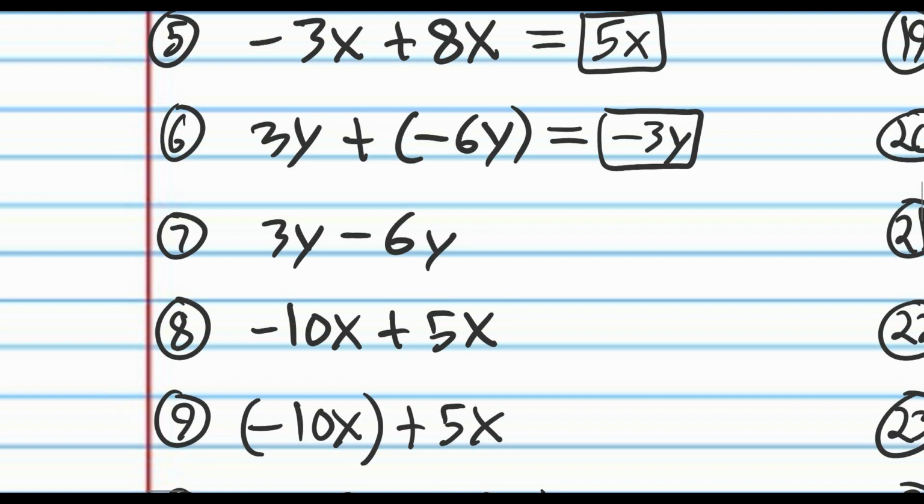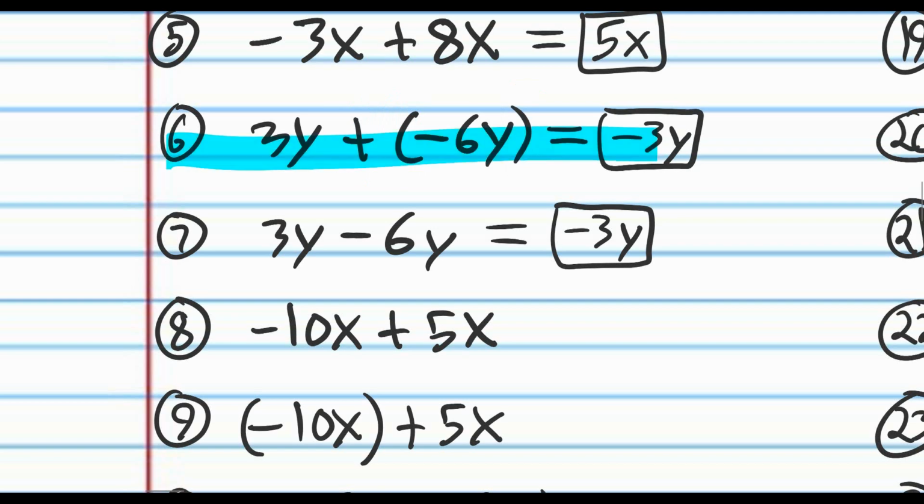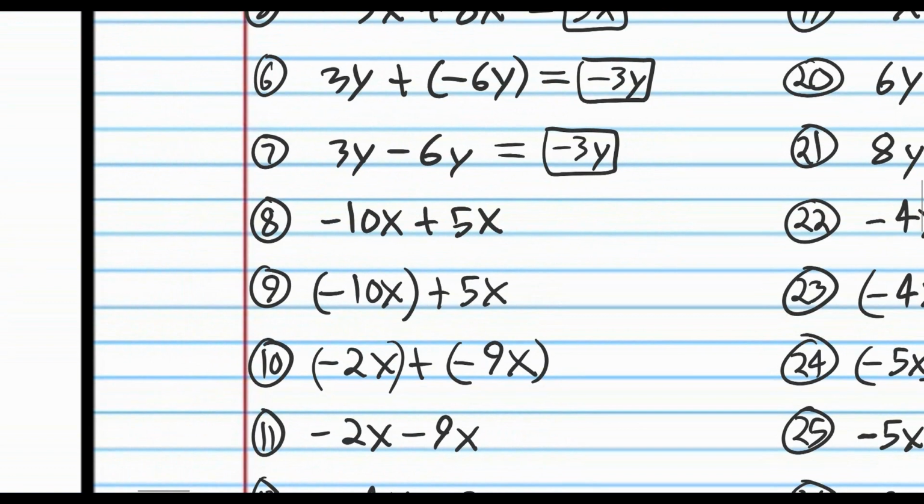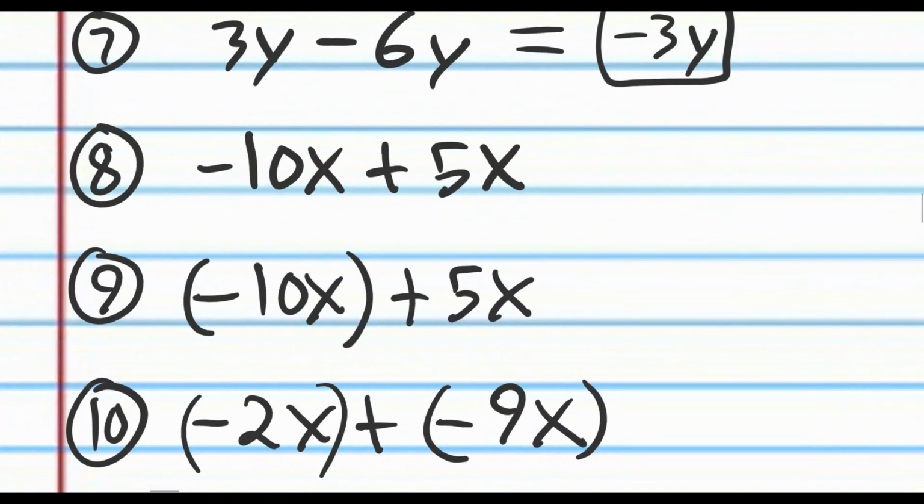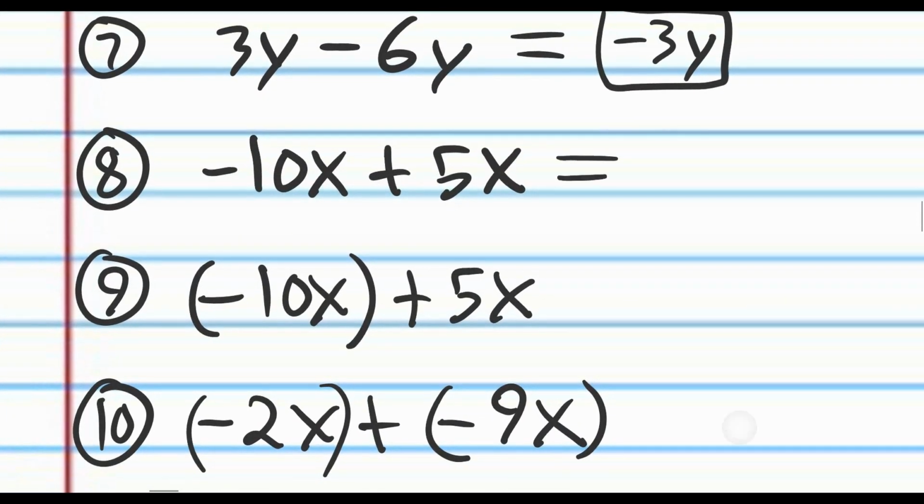And what about 3y minus 6y? That's negative 3y again, but we just wrote it in a more condensed form. We got rid of these parentheses and this addition sign, and we just wrote it in that condensed form. So this problem is really the same as this problem. So how about number 8? If you said negative 5x, you were correct.